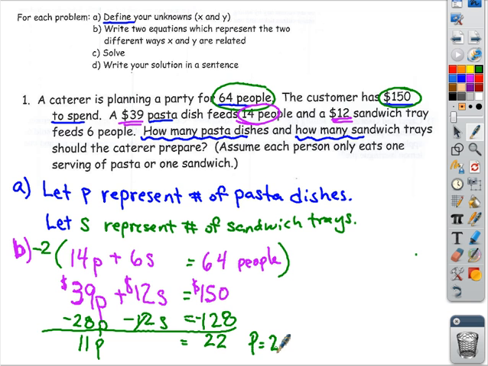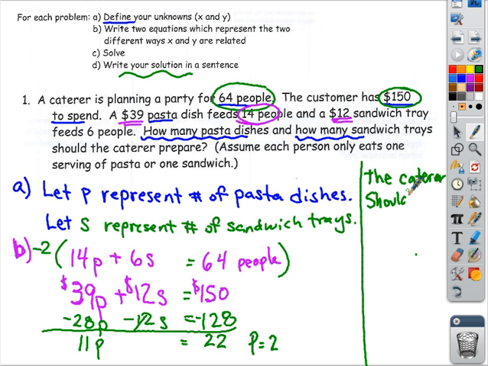equals 2. So we just figured out if p represents the number of pasta dishes to make, we now know that should be 2. So now we can write our solution in a sentence. Let's turn the question around. How many pasta dishes and how many sandwich trays should the caterer prepare? The caterer should prepare 2 pasta dishes.